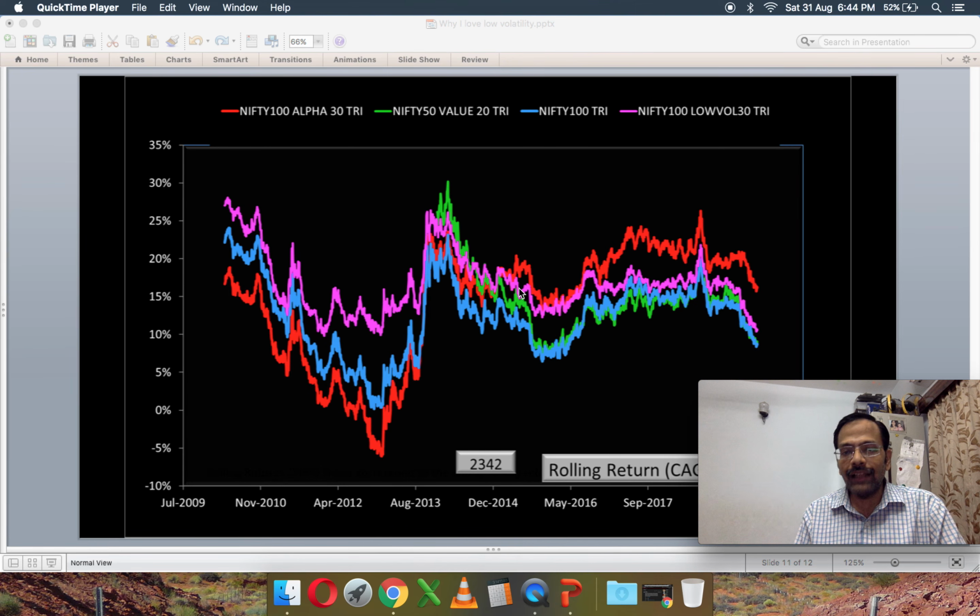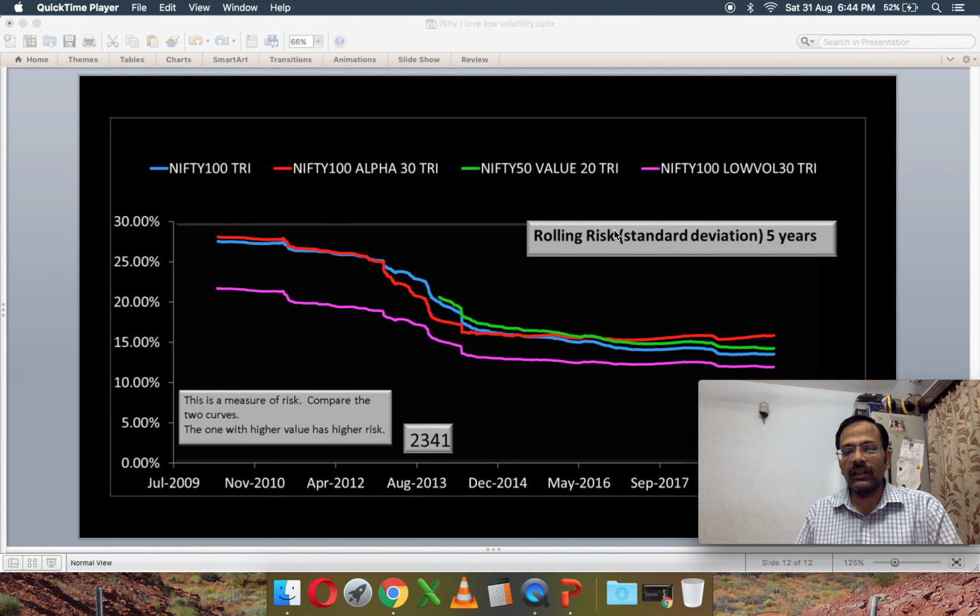Finally, we look at the value index, which is the green color. These are stocks with low PE, low PB, high ROCE. But you can see that value investing is a pretty frustrating thing for the investor, and most of the time, especially during a bull run, it does not outperform the Nifty 100, and that can be really frustrating, and I would not recommend it. In terms of risk also, the value investing index has a risk comparable to Nifty 100 and the alpha strategy. That is the reason why I love the low volatility index.